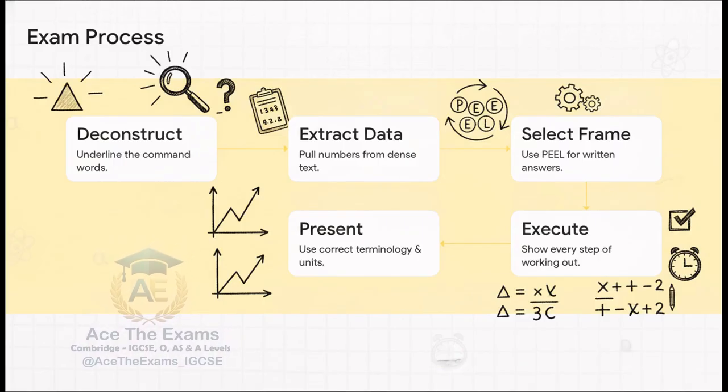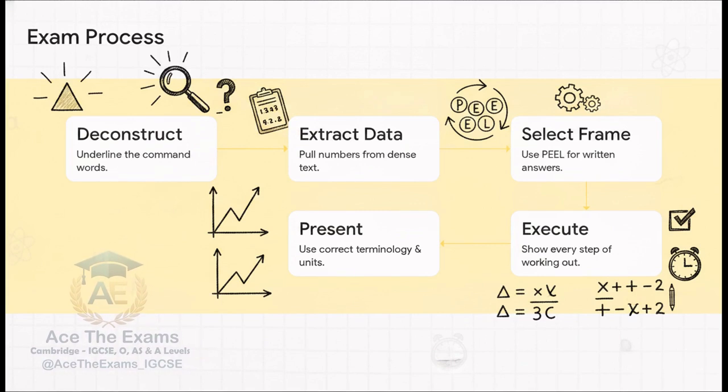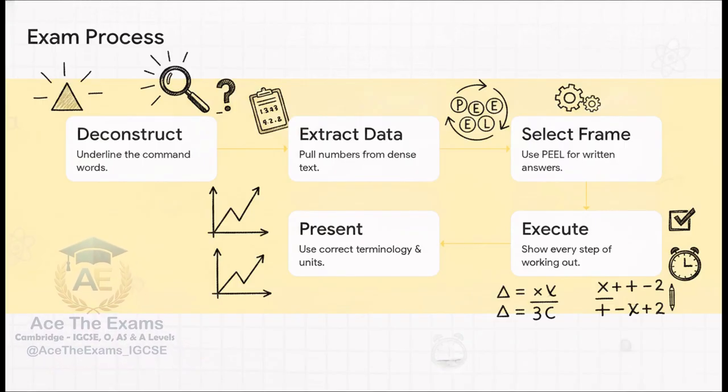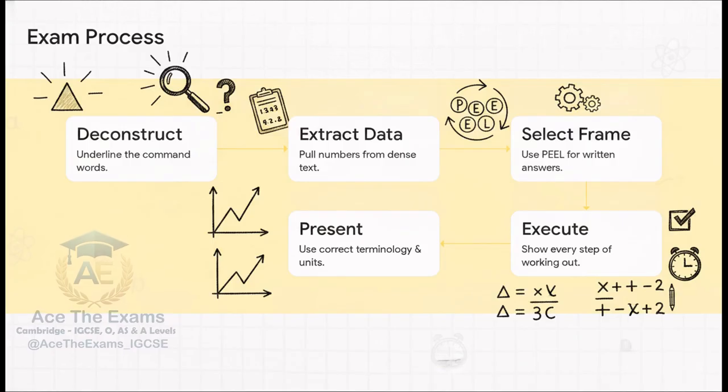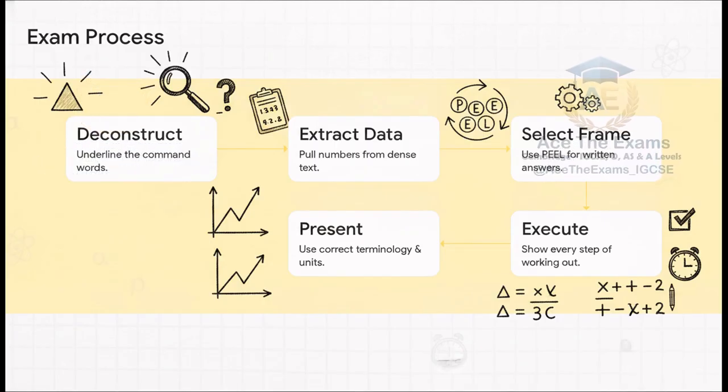Step 2. Extract the data. Pull the hard numbers out of the dense text and write them clearly on the side of your page. Step 3. Select your analytical framework. This is a game changer. We use the PEAL method for extended written answers. PEAL stands for point, evidence, explanation, link. You state your main point, you provide the data as evidence, you offer the physics explanation, and you link it back to the core question.